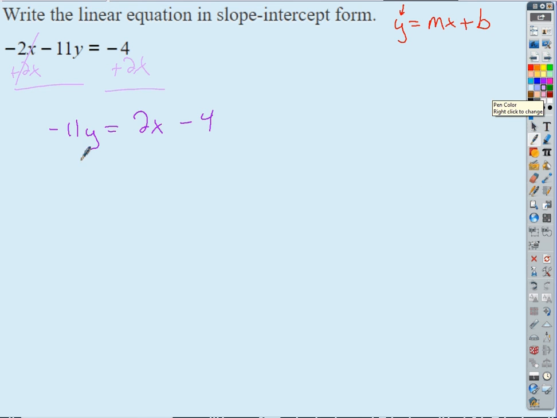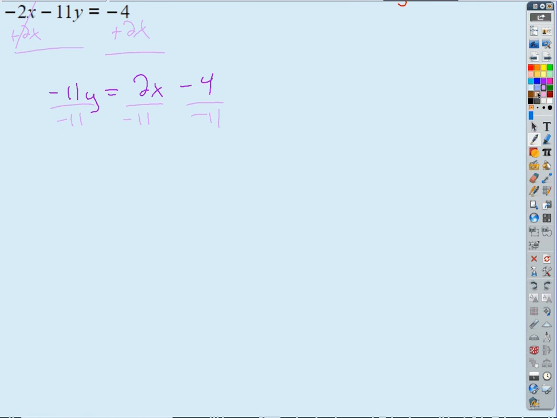Now what? Divide by negative 11, good. And so when we divide both sides, it means we're going to divide everything by negative 11, right? Yeah. So what's that give us? If we simplify this, negative 11 over negative 11 cancels. It gives us our y by itself, which is what we wanted.